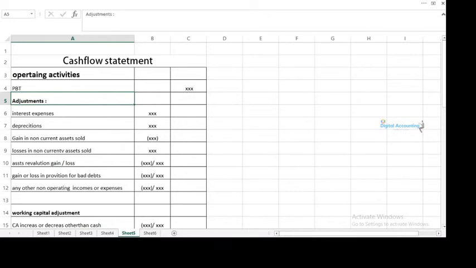So here we can see each and every element and how the question is asked. Okay, let's move on. The first is interest expenses. The interest expenses in your exam paper, you can see in the income statement.